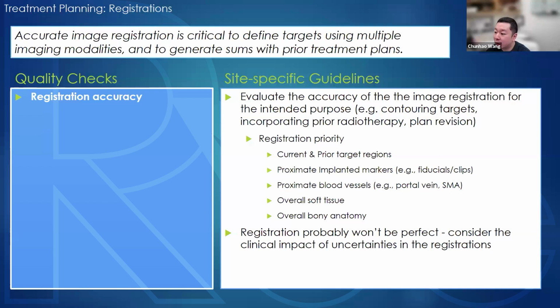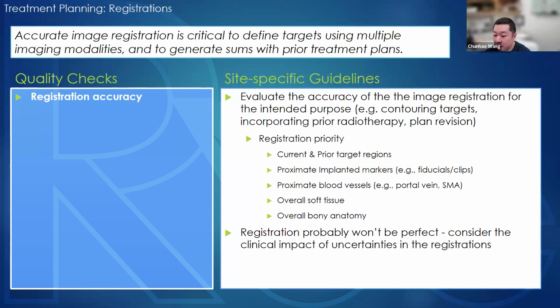So they should be a very good reference for us. Right. If we don't have any implant markers, we want to see if there's any proximate blood vessels, such as portal vein or superior mesenteric artery, available for us to guide the registration. Then we can look at overall soft tissue, such as the whole kidney or the whole liver. Other than all these conditions, of course, we can look at the patient's bony anatomy, because bone itself provides a very good visual contrast for us.